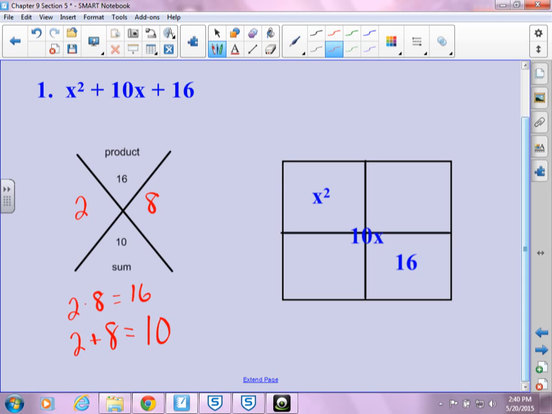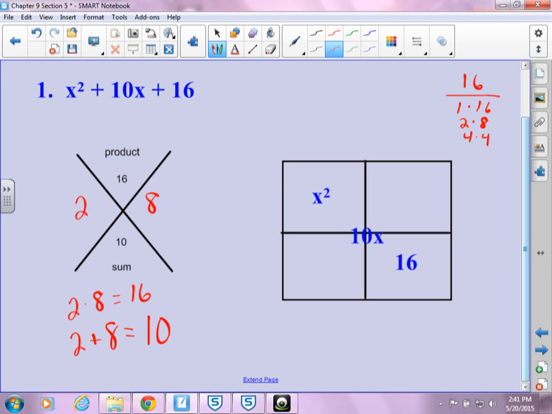If you'll also remember the other day, some students had trouble finding the numbers. What you can do, again, is brainstorm. If you've got 16, think of the factors of 16. I have 1 times 16, 2 times 8, and 4 times 4. And that gave you the palette as to which numbers you should choose.